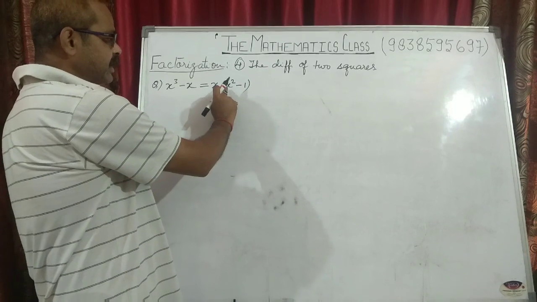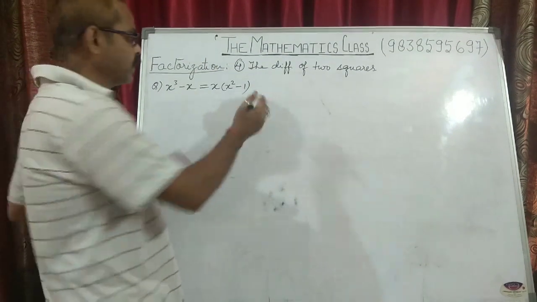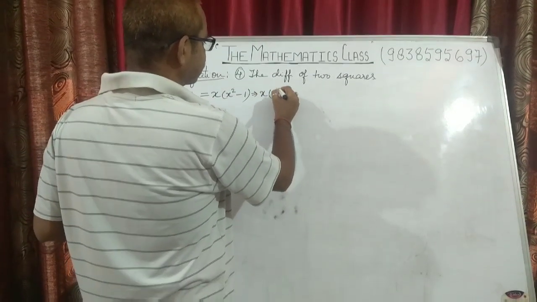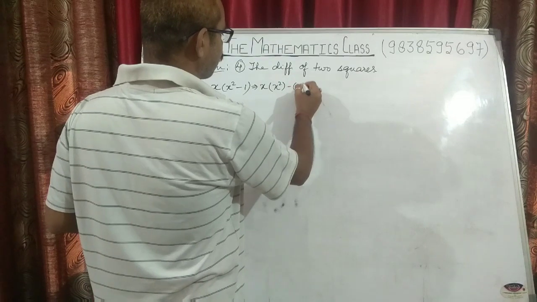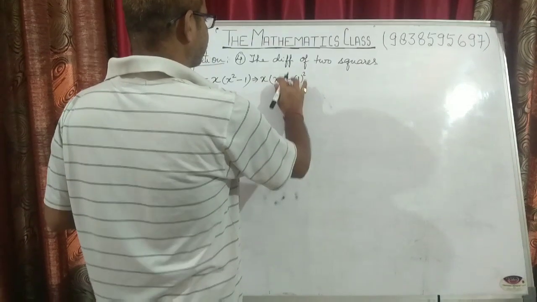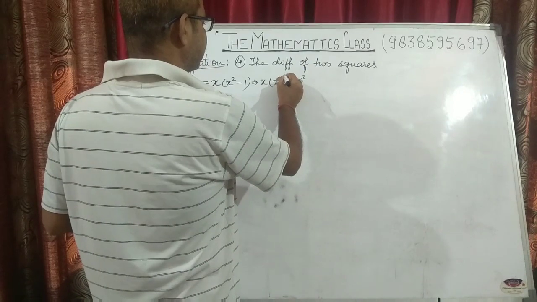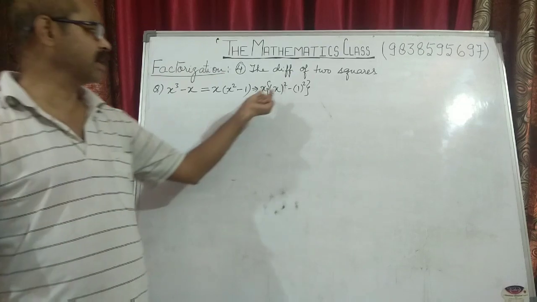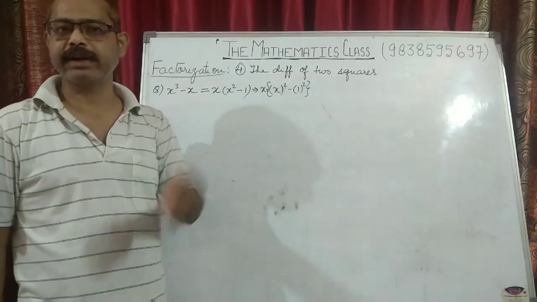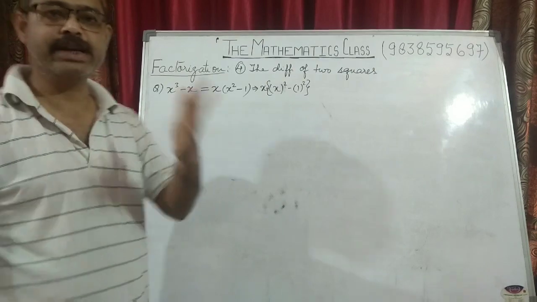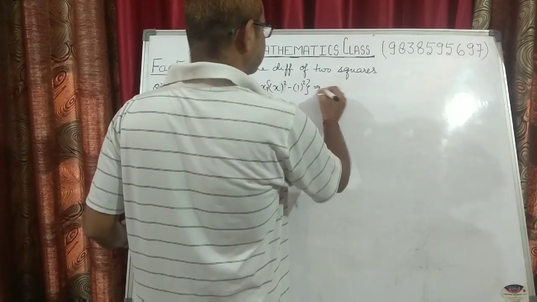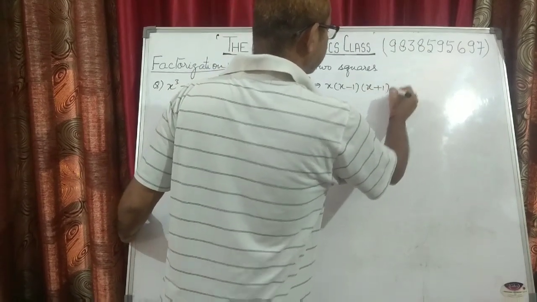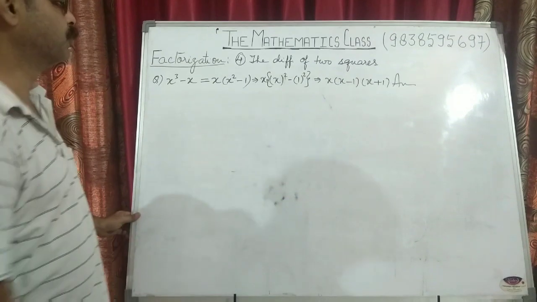Now this can be written as x square minus 1 square, since 1 square is 1. This can be considered as x times x square minus 1 square. So x times a square minus b square, we know that a square minus b square is a plus b and a minus b. So this can be considered as x into x minus 1 and x plus 1. That is the final value.